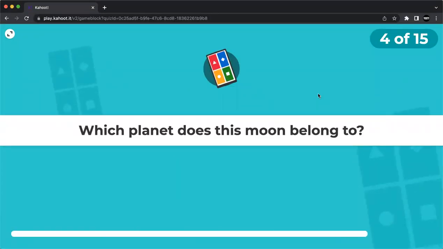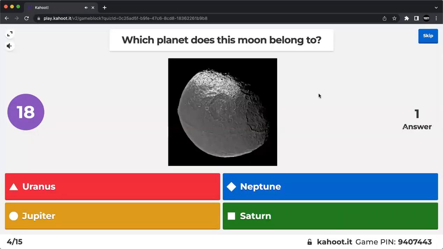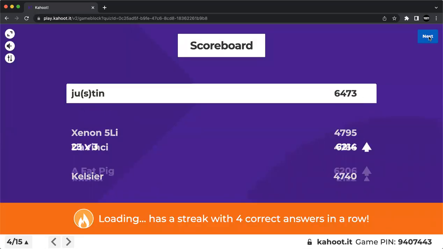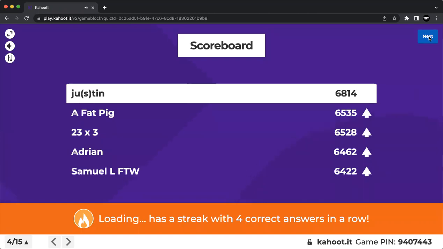Which planet does this moon belong to? I'll give you a hint, this is Iapetus. You can see from the bridge, there's also the yin and yang moon. Good job, everybody. It was a very great name. In fifth place.